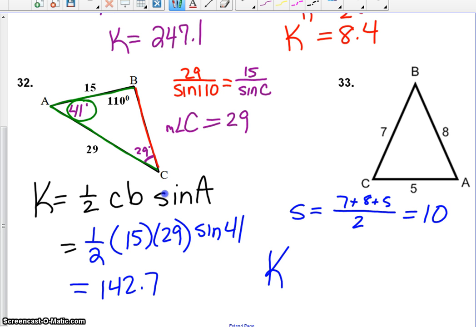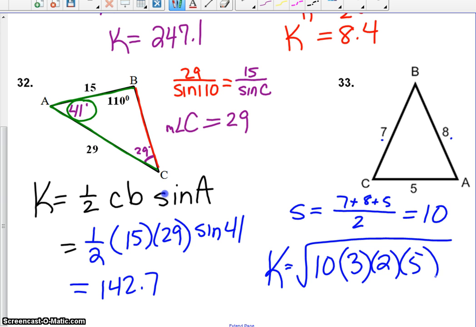So now my area, if you remember, is you take that semi-perimeter, that S, and then you look at the difference. 10 minus 7 would be 3. 10 minus 8 would be 2. 10 minus 5 would be 5. So I'm taking the square root of all of those multiplied together, and I get 17.3. Okay? So there's a lot of different questions on this test.